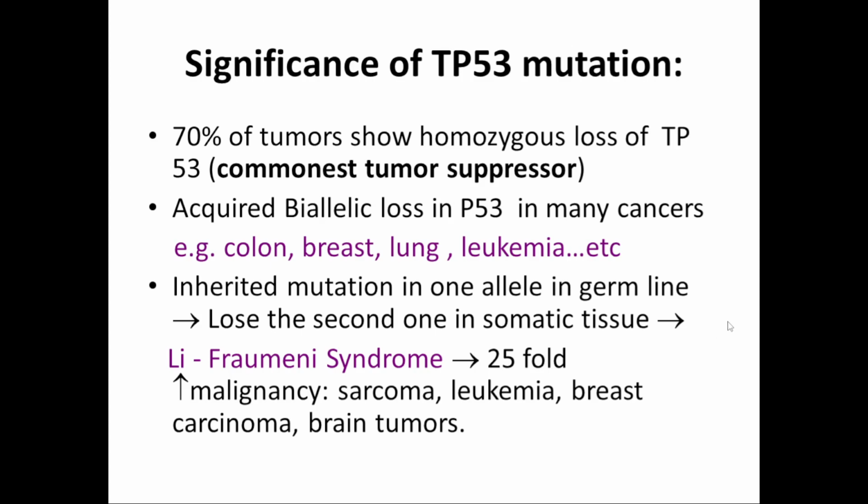Acquired allelic loss is seen in many cancers like colon, breast, lung, and leukemia, and sometimes it includes the inherited P53 mutation with Li-Fraumeni syndrome. These persons with Li-Fraumeni syndrome have a 25-fold increase in malignancy risk. They have malignancy in more than one site, like sarcomas, leukemias, breast cancer, brain tumors, and so on.